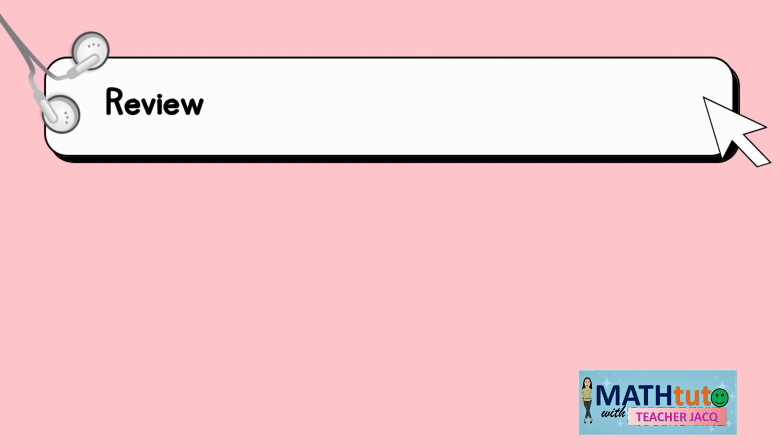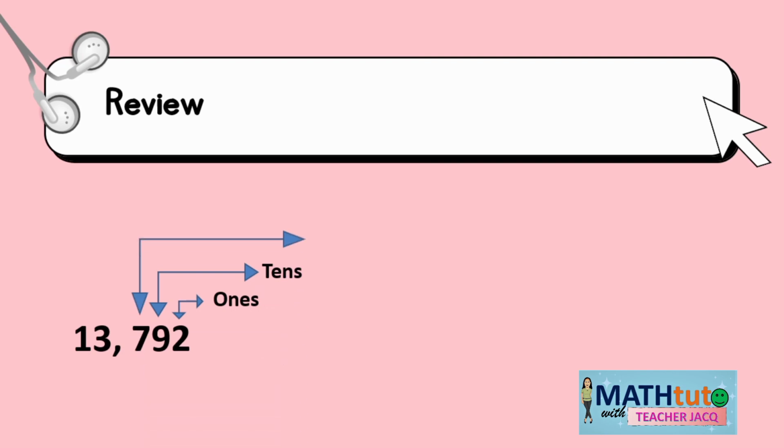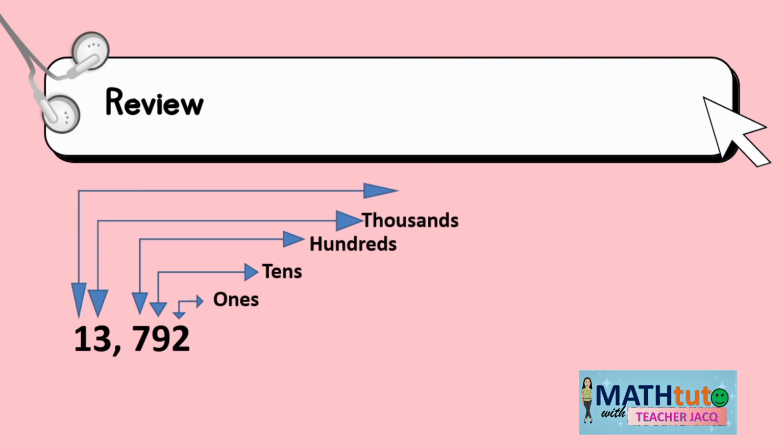Let's have a review. Identify the place value of each digit in this number. So we have here 13,792. What is the place value of 2? Ones. What is the place value of 9? Tens. What is the place value of 7? Hundreds. What is the place value of 3? Thousands. And for the last one, what is the place value of 1? 10,000s.